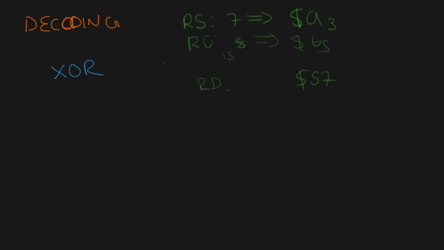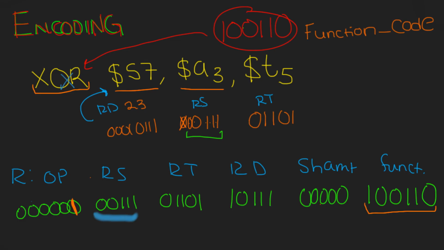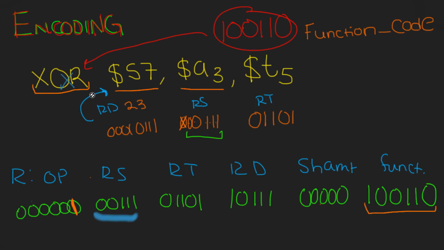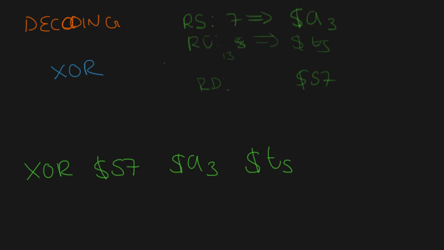We don't have a shift amount. The shift amount here, if this was just given to us, it's given as zeros, so we can ignore it. We don't need to put any shift amount in our MIPS instruction. So I would go ahead and start writing out my instruction. So we know it's an XOR, and we know that the destination register is S7. We know that the source register is A3, and we know that the RT register is T5. And if we look at our original instruction, it matches up exactly: XOR S7, A3, T5.